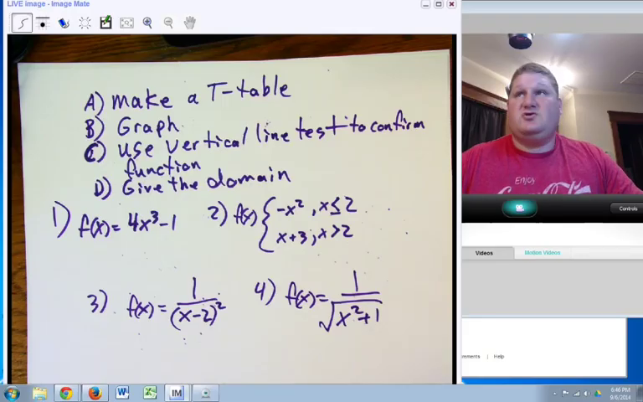And there's your homework for this section. Pause it, copy it, or print it.